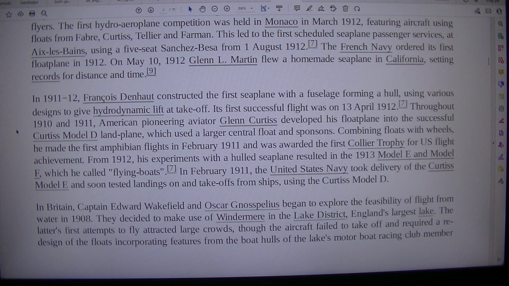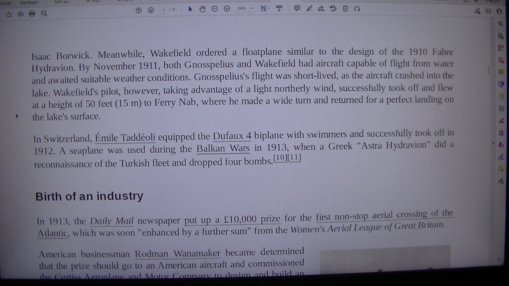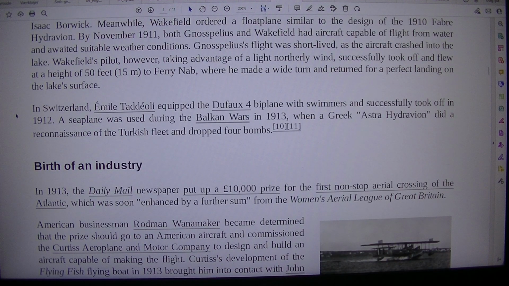The latter's first attempts to fly attracted large crowds, though the aircraft failed to take off and required a redesign of the floats incorporating features from the boat hulls of the Lakes Motor Boat Racing Club member Isaac Bowick. Meanwhile, Wakefield ordered a float plane similar to the design of the 1910 Fabre Hydravion. By November 1911, both Nospelius and Wakefield had aircraft capable of flight from water and awaited suitable weather conditions. Nospelius's flight was short-lived, as the aircraft crashed into the lake.